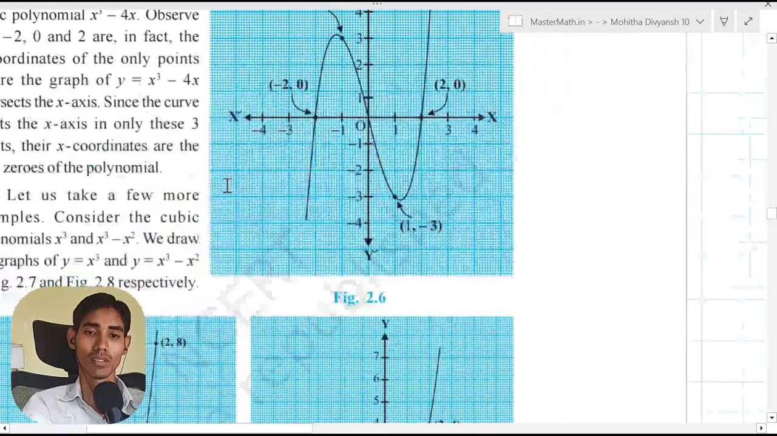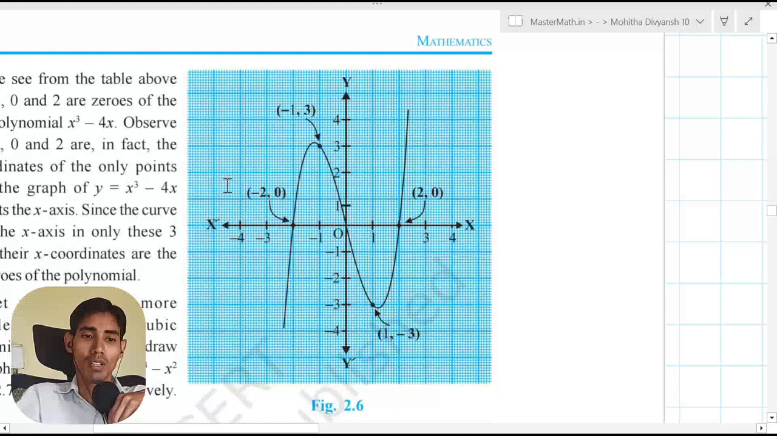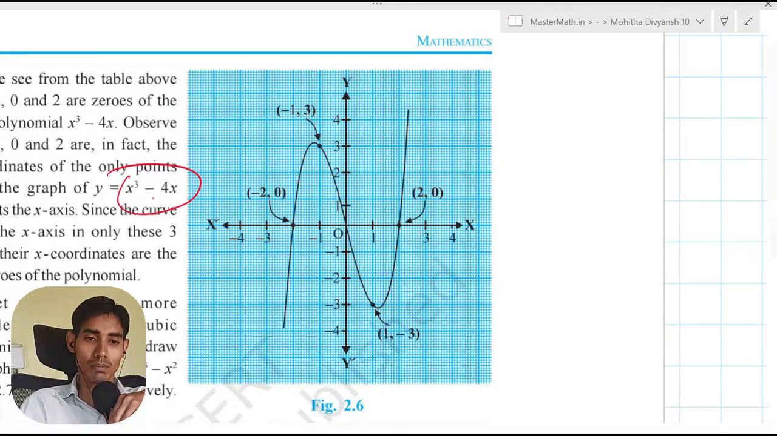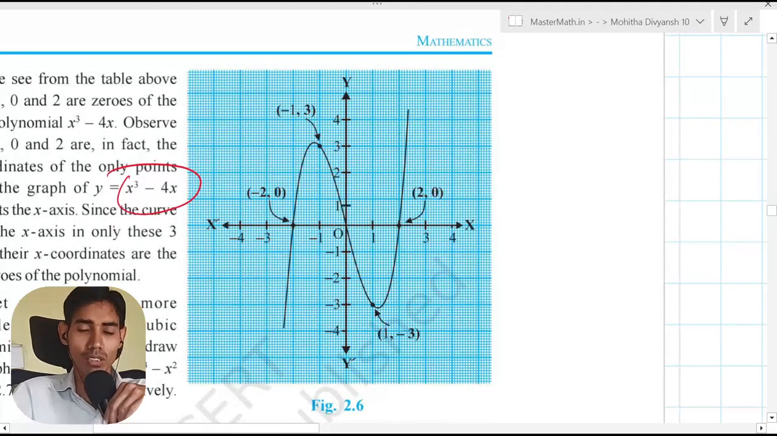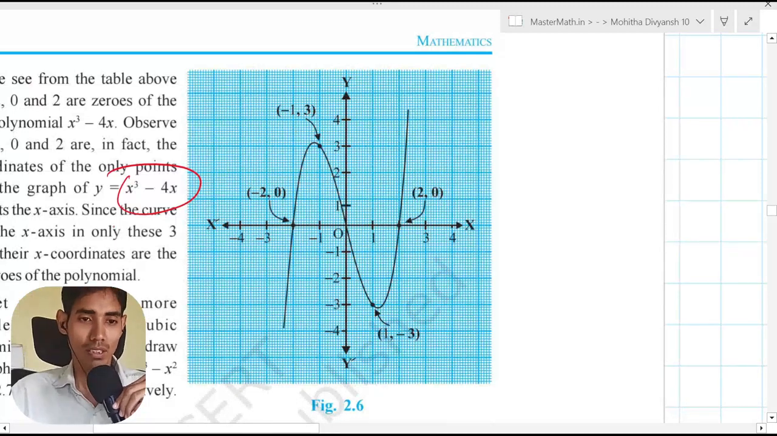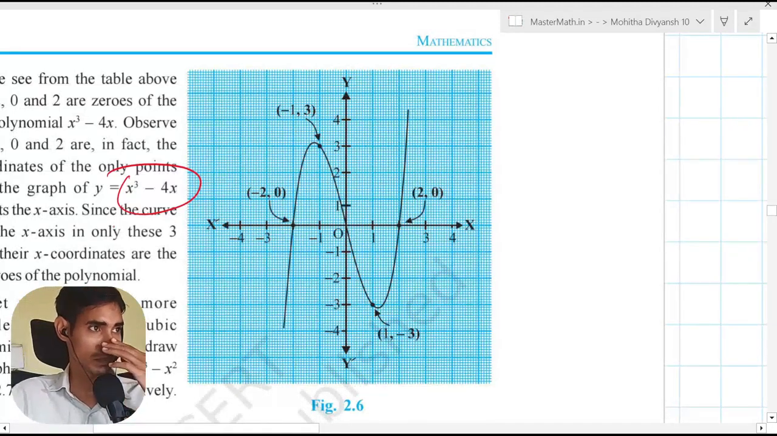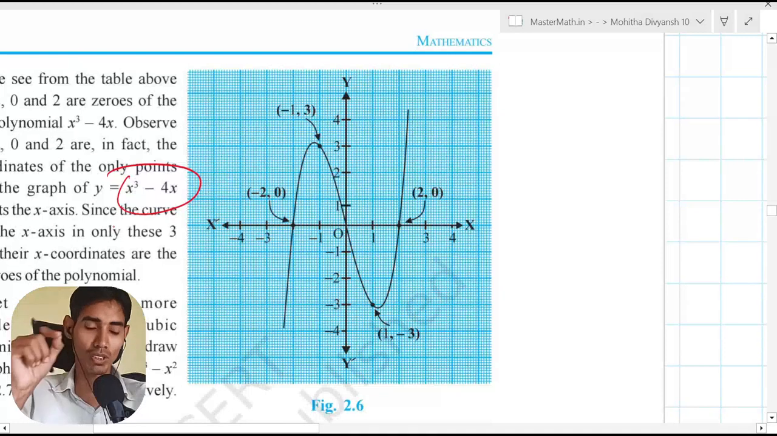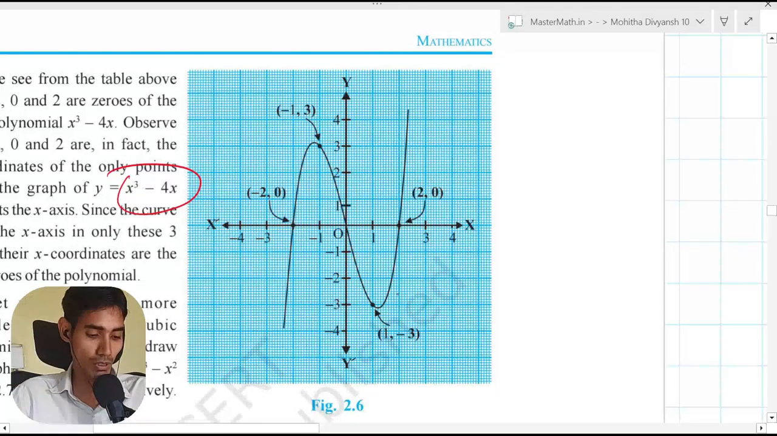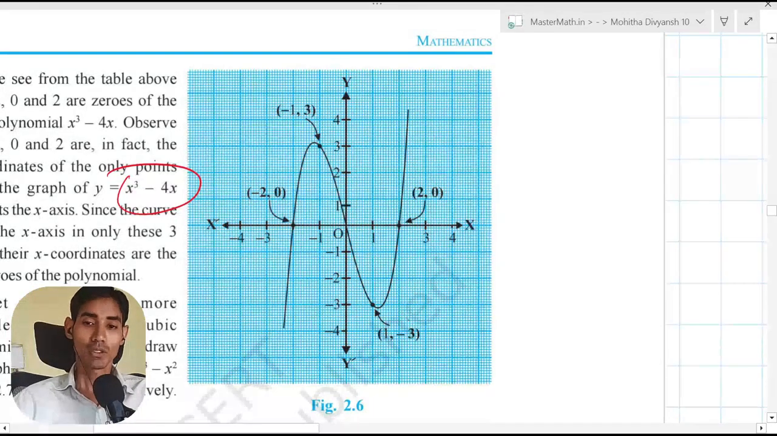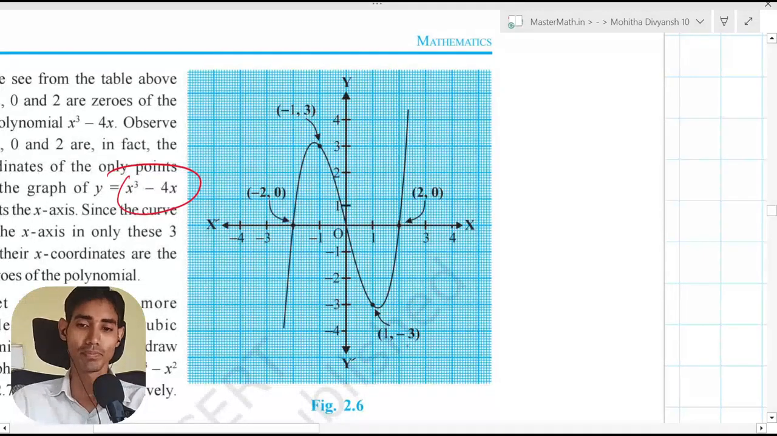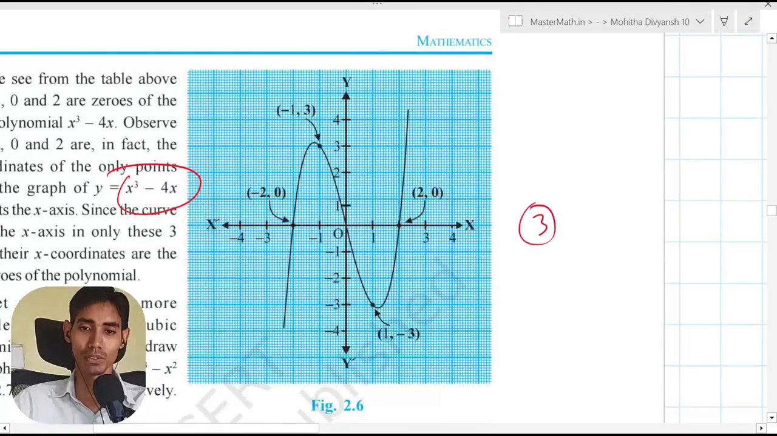Okay, so this is a cubic polynomial. This is the polynomial that we have, x cube minus 4x. We need not plot it. That's not in our syllabus, but of course, if you want, you can put in the values. That's always possible. How many zeros for this? 3 zeros.